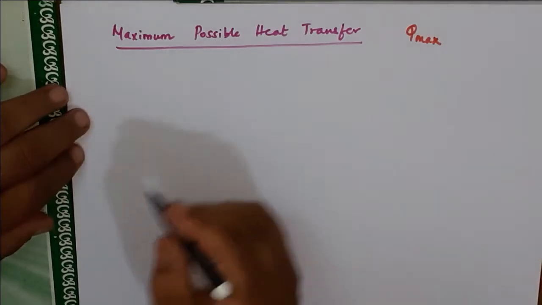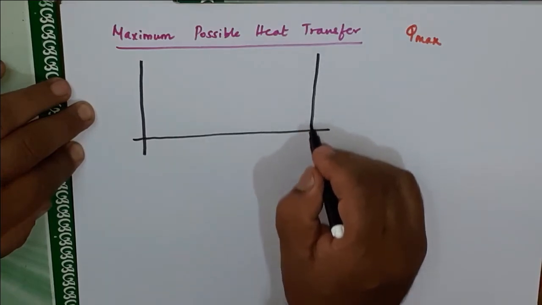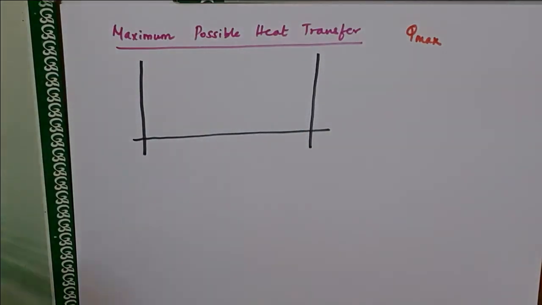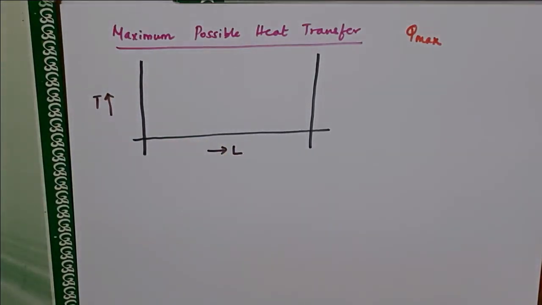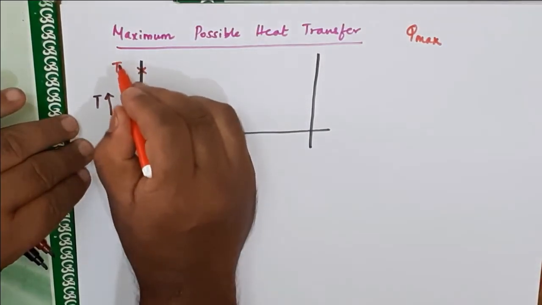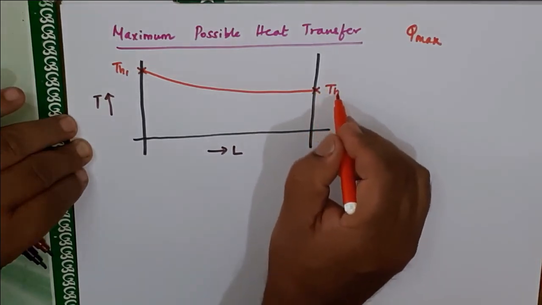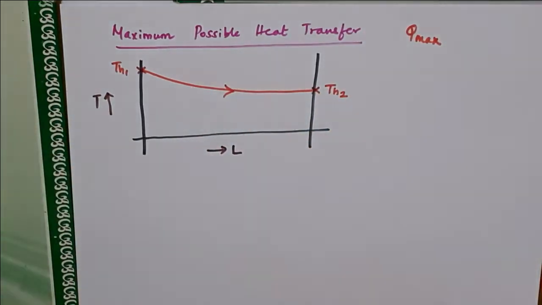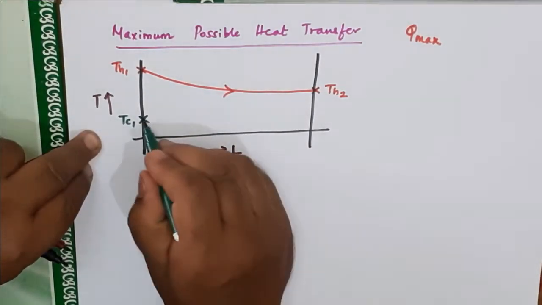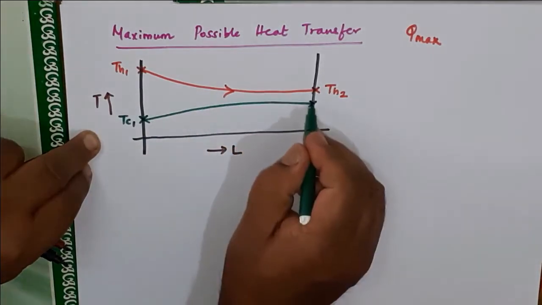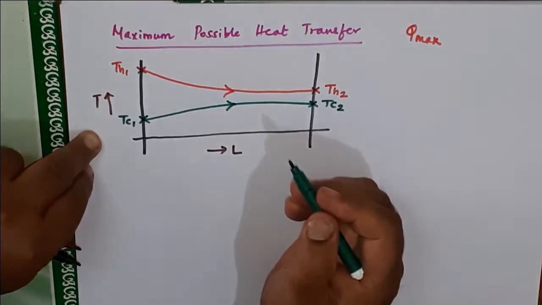Let me draw the temperature profile for a parallel flow heat exchanger. Temperature, length. So this is the length of the heat exchanger. This is the temperature. In a parallel flow, you have a hot fluid at temperature TH1. As it flows along the heat exchanger, the temperature decreases, it loses the energy. This is the direction. And when a cold fluid enters at a lower temperature, say TC1, as it flows along the heat exchanger, its temperature rises, it absorbs the heat energy from the hot fluid. Both the fluids flow in the same direction.